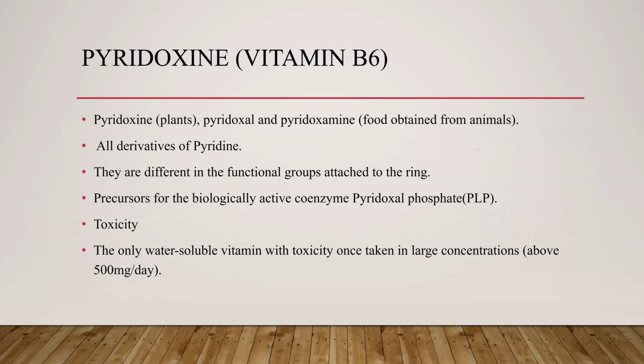Vitamin B6, which is pyridoxine. Pyridoxine is in plants, and pyridoxal or pyridoxamine are obtained from food of animal source. So we can obtain B6 from plants or from animal sources in food. All are derivatives of pyridine. You remember pyridine, these are its derivatives. They are different in the functional groups attached to the ring. So they are all a group considered vitamin B6, but in each one of them the functional groups on the ring of the structure are different.